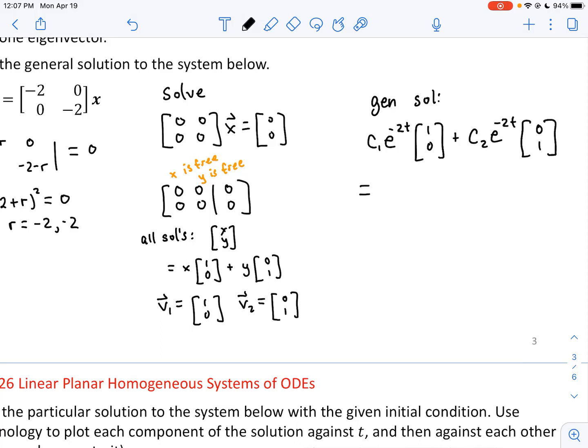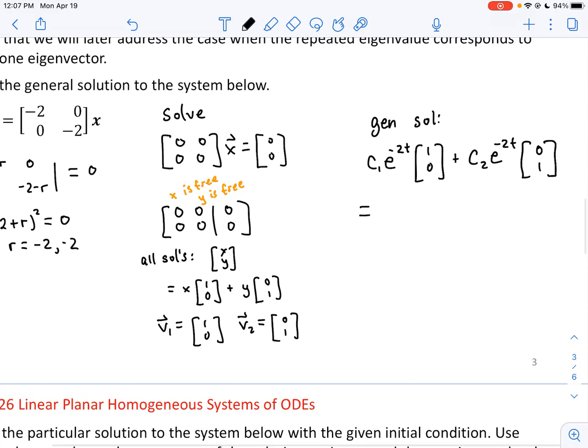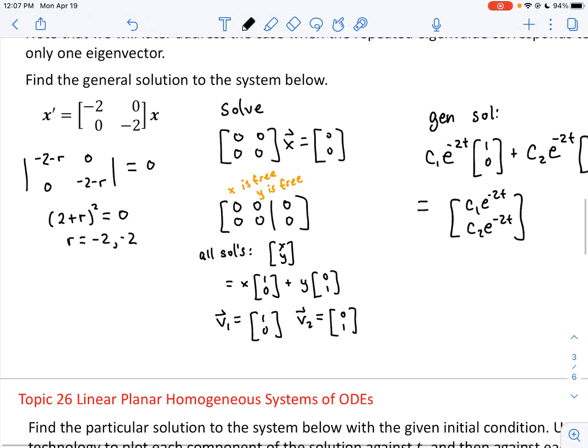Now, when I put this general solution together, notice what it reads. It's just going to wind up being C1 e to the negative 2t over C2 e to the negative 2t. So all we have to do is find what C1 and C2 are when I want to find a particular solution. Something else I want to point out about this particular system: because the matrix A was diagonal, remember diagonal means diagonal entries could be whatever, but all the entries off of the main diagonal are 0, and this is called the diagonal matrix.